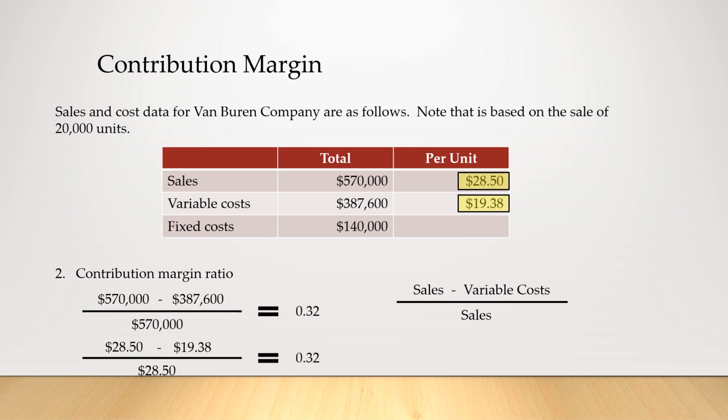If you have both the total and per unit data provided, you can do it both ways to check your work. Since we got the same percentage both times, we can be confident in our work.